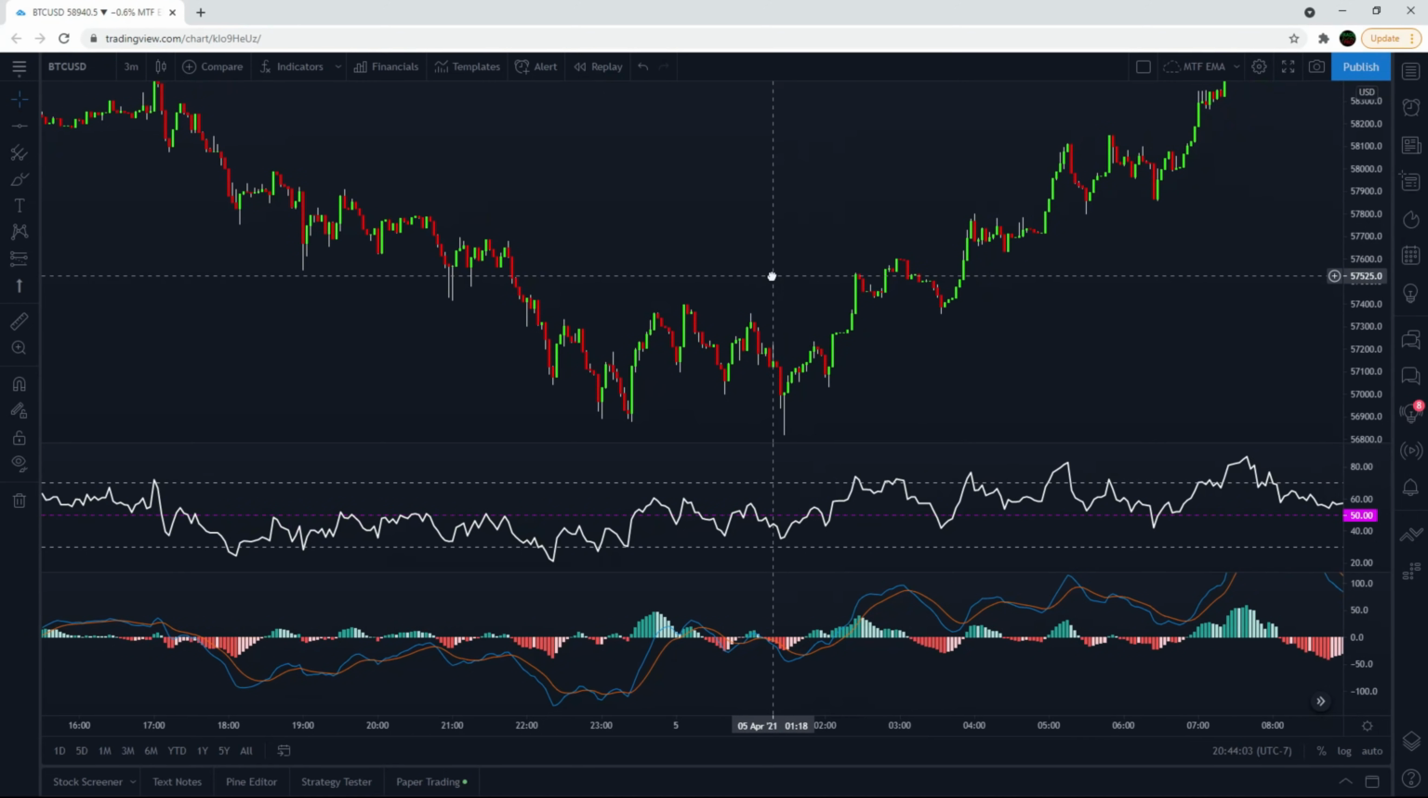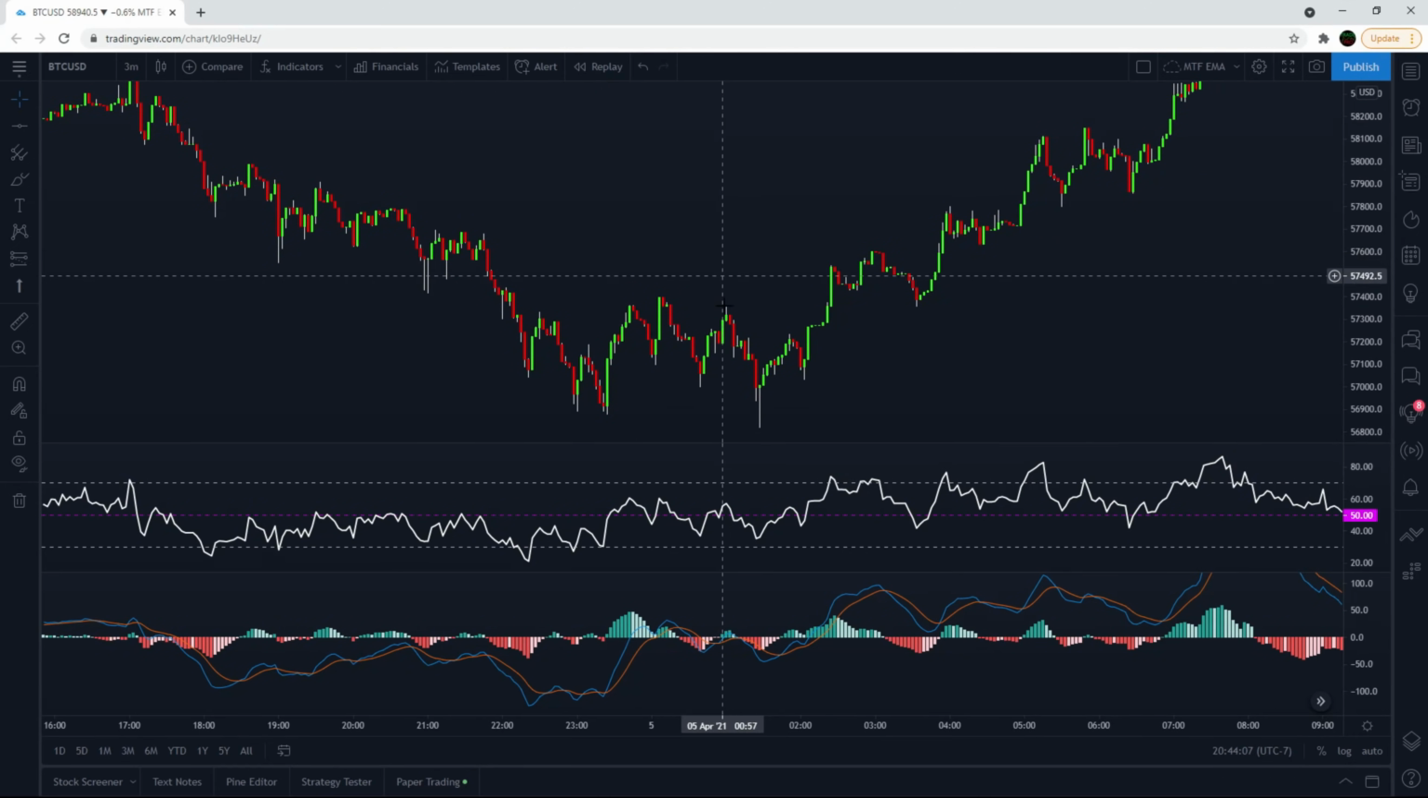give us an entry. So what we're first looking for is a spike in the price that causes the RSI to either go overbought or oversold. The next thing we need to see is a pullback after it goes overbought or oversold, and we need to see the MACD histogram go down into the red.